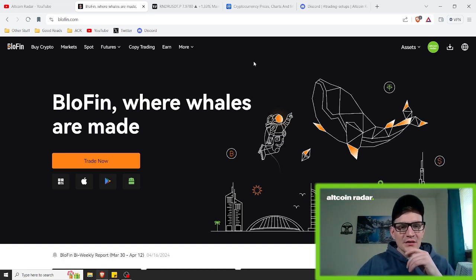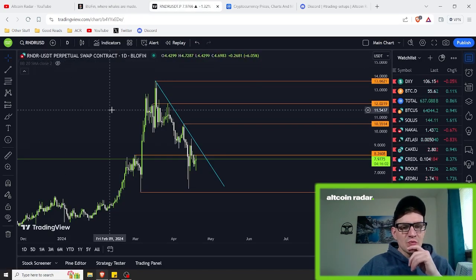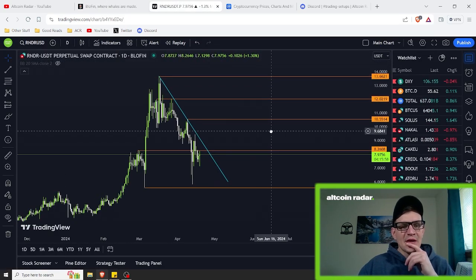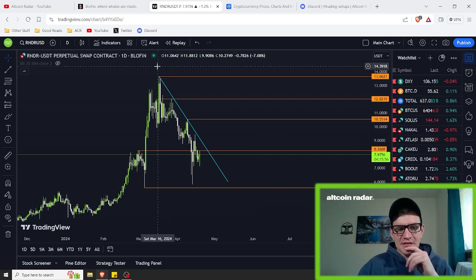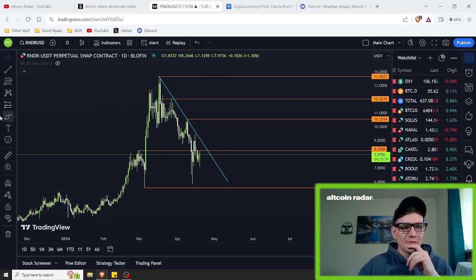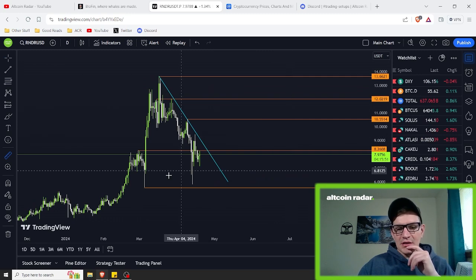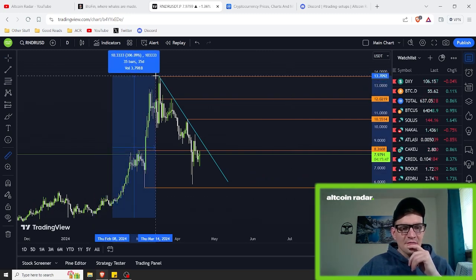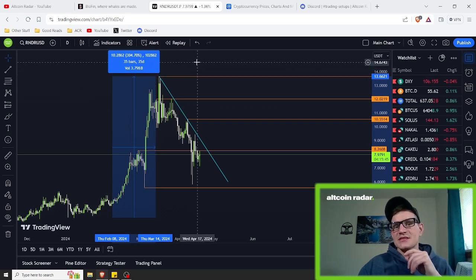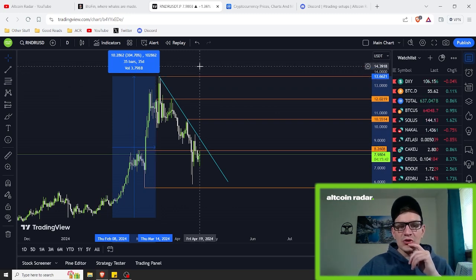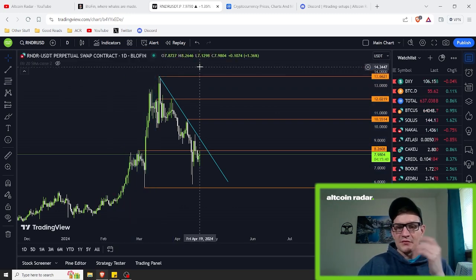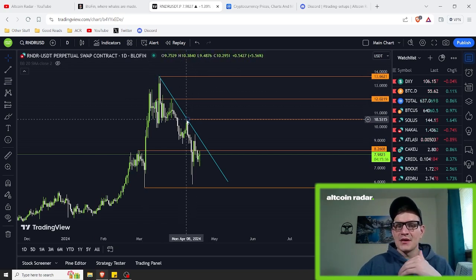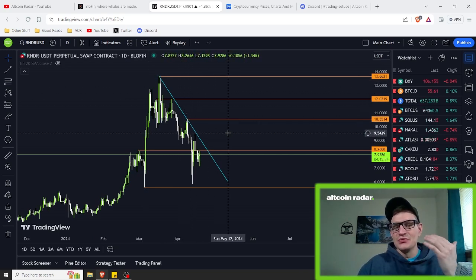Now, let's go ahead and take a look at the Render charts. So we've got Render opened up here, and here's what's interesting about this. Render had a very sexy run. It had a really nice run. You can clearly see here, we're just going to start from right down here. Render ran for about 300%. That is some insane, really good gains in a pretty short period of time, to be honest with you.